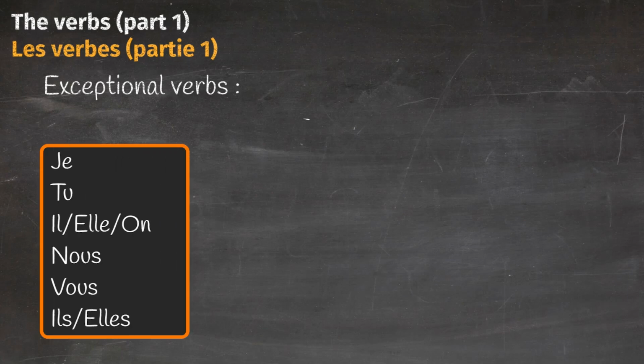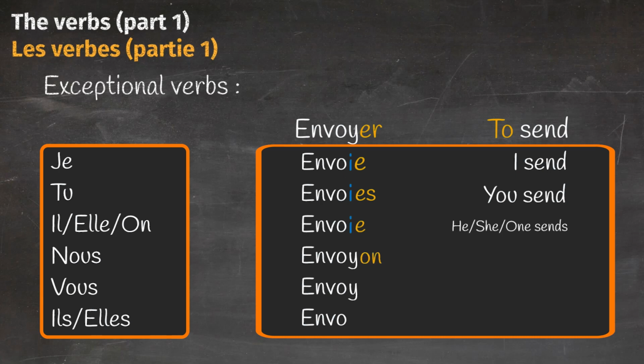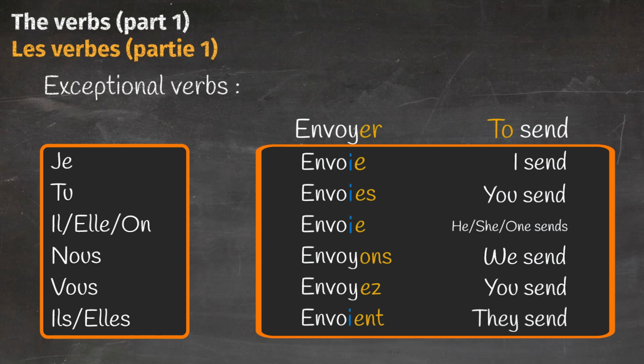And the verb to send. Envoyer. J'envoie. Tu envoies. Il envoie. Elle envoie. On envoie. Nous envoyons. Vous envoyez. Ils envoient. Elles envoient. As you can see, they also follow our conjugational rules, and the only difference is the way they're written.